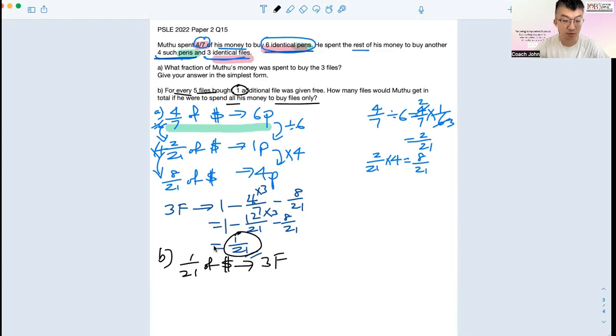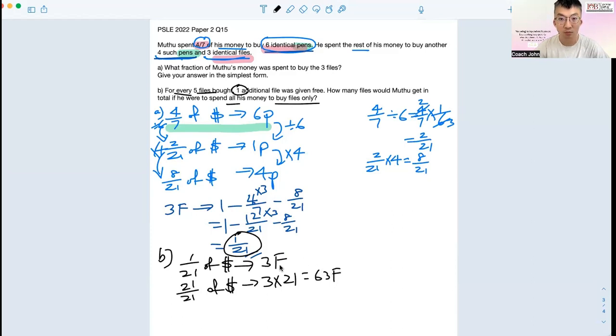I mean, there must be a reason why they put part A first, right? Why don't they put B as A and then A as B? For the fact that they put A first, when you have completed A, you can actually put that into good use in B as well. So 21 out of 21 of all the money, because if you're looking at 1 unit for all the money, there is a total of 21 units because of the denominator 21. So we have 3 times 21, which is 63 files.